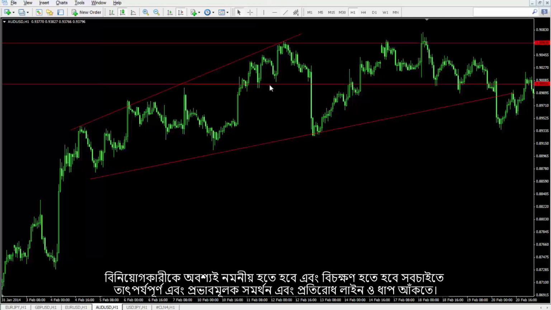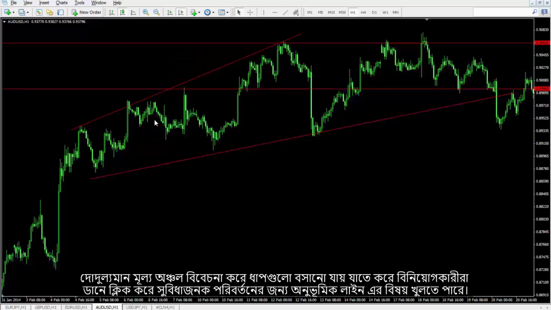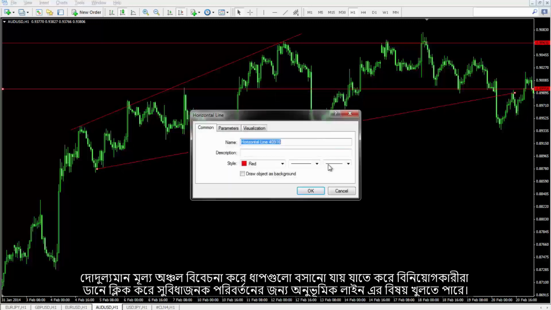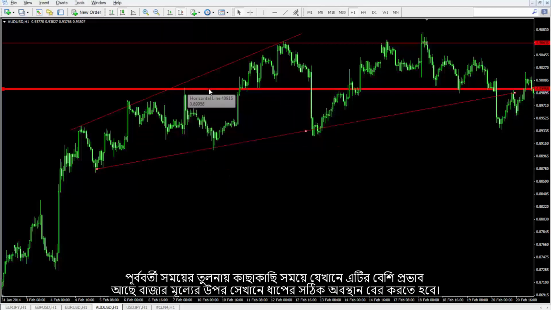A trader must be flexible and astute to draw the most significant and effective support and resistance lines and levels. A level can be placed considering a region of price oscillation, so a trader can right-click on it to open horizontal line properties for useful modification. The level can be changed into a thicker line, alongside enabling a checkbox to consider the level as background. The exact place of the level should be determined where it has more consequence on market price, especially in the most recent time rather than prior time.